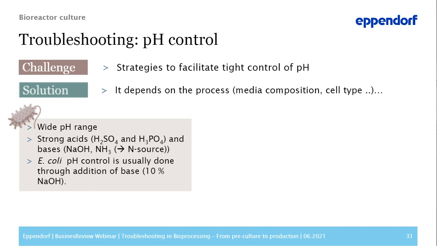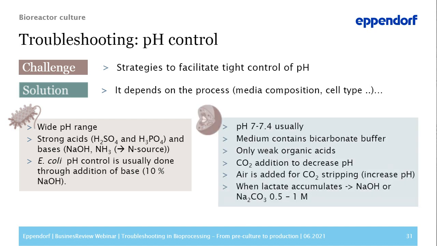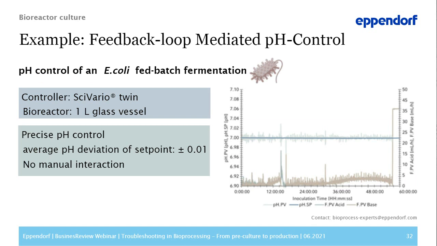Tight control of your pH with carbon dioxide flow is very critical in cell culture operations, where introduction of acids and bases to achieve the desired pH level is often too harsh for the delicate mammalian cells. So in these cases, using CO2 can often help maintain pH. Next, this is an example of a feedback loop for using one of our controllers, which is a Saverio twin controller, using a 1 liter glass vessel. We can see how precise and tight pH monitoring or maintenance has been using acid and base in this case. So this is again for a typical E. coli run.